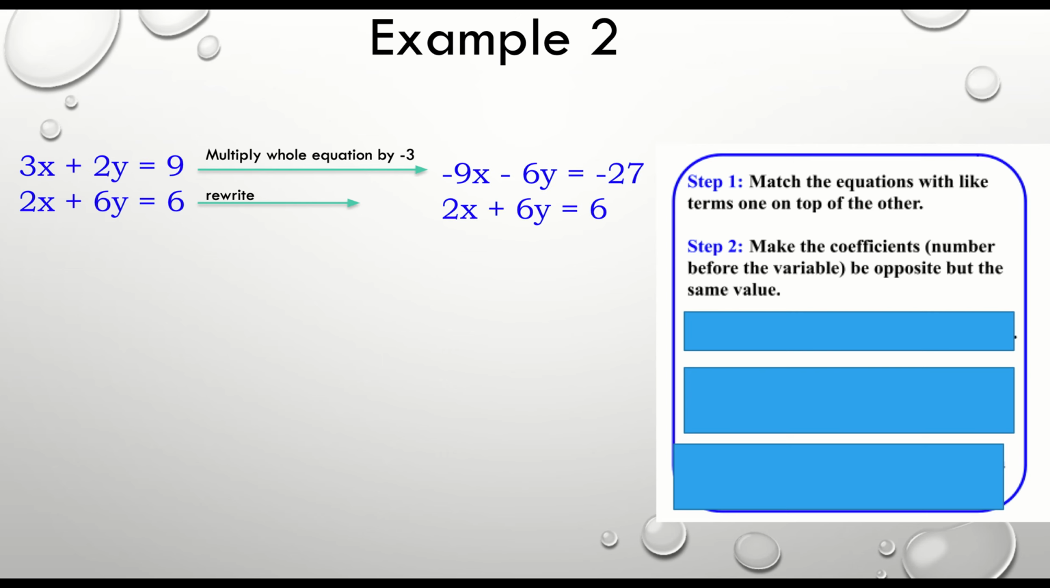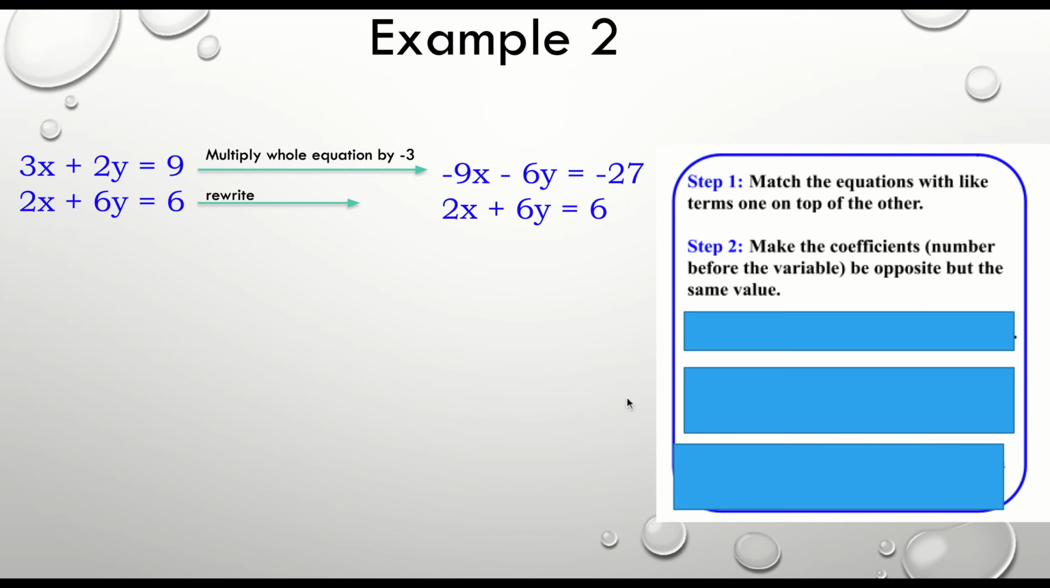And you notice when I do that, 3 times negative 3 is negative 9. Negative 3 times positive 2 is negative 6. And negative 3 times 9 is negative 27. So now I have just multiplied the first equation by negative 3. By doing that and keeping the second equation the same, I have now helped us to find the same value here, 6's, but these signs are opposite. Because what happens when I have a negative 6y and a positive 6y?